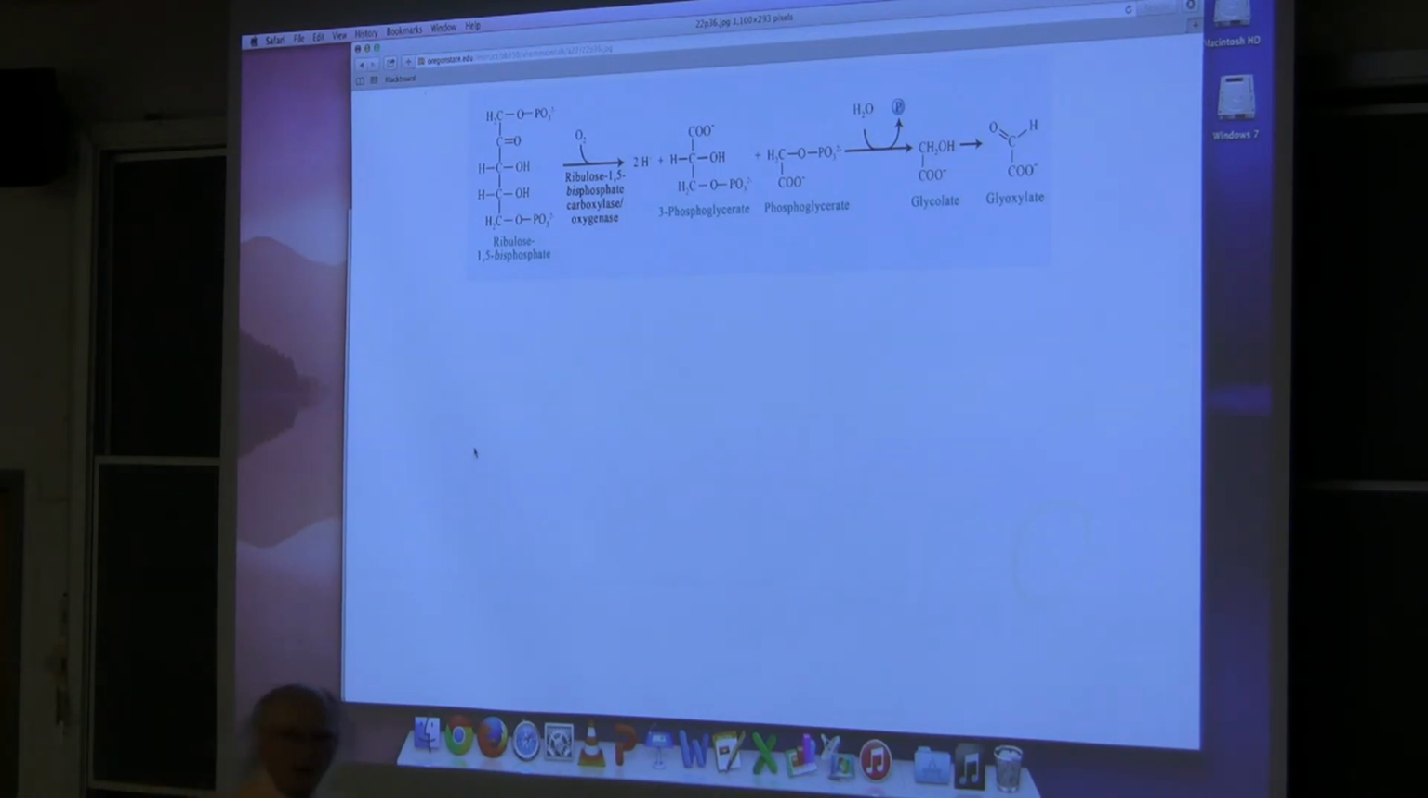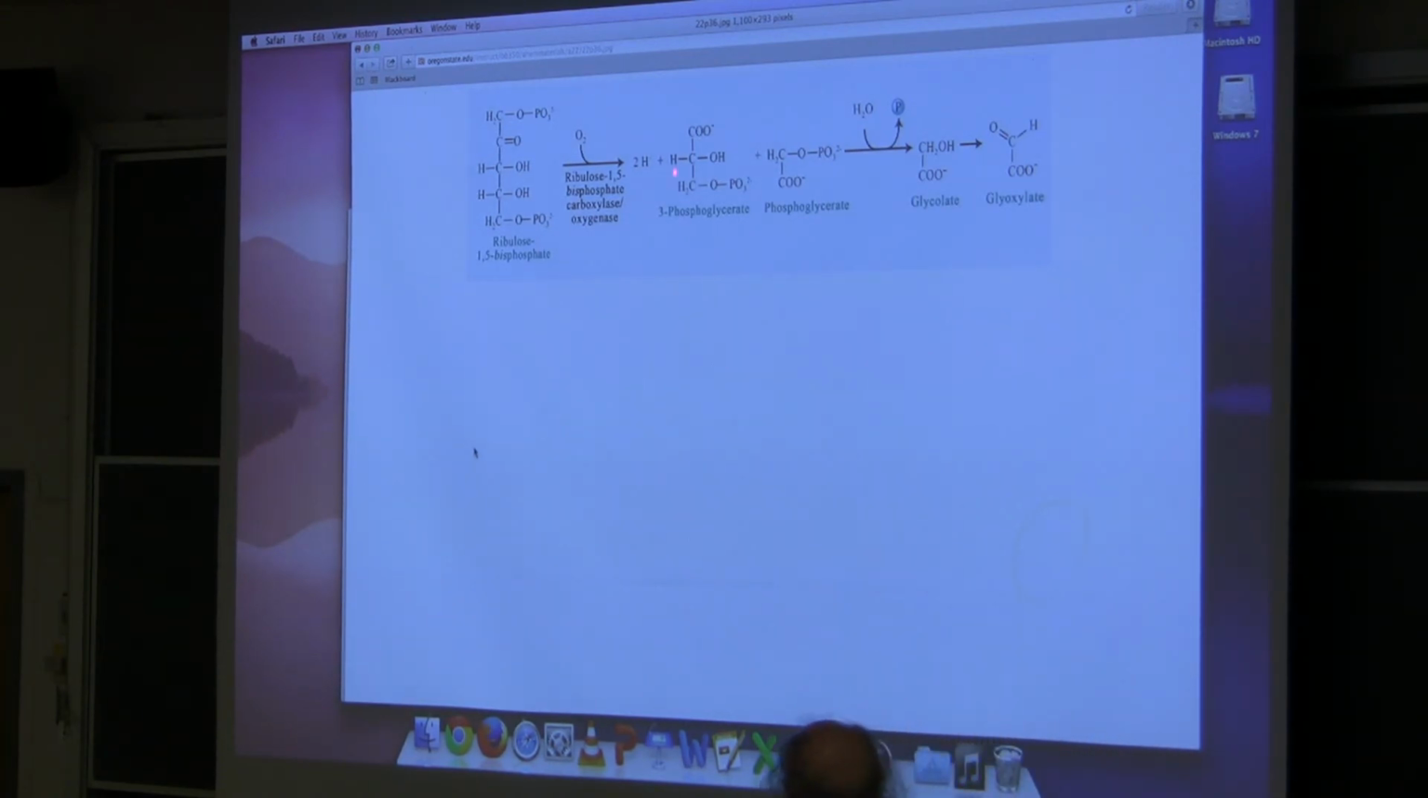Rubisco can take oxygen, and if it takes oxygen instead of carbon dioxide, something interesting and something potentially bad happens, although it's not necessarily bad. If Rubisco binds to oxygen, it will not fix carbon dioxide. Instead, it will combine that oxygen with ribulose 1,5-bisphosphate and make a single molecule of 3-phosphoglycerate, not 2. That's what it makes if it makes carbon dioxide.